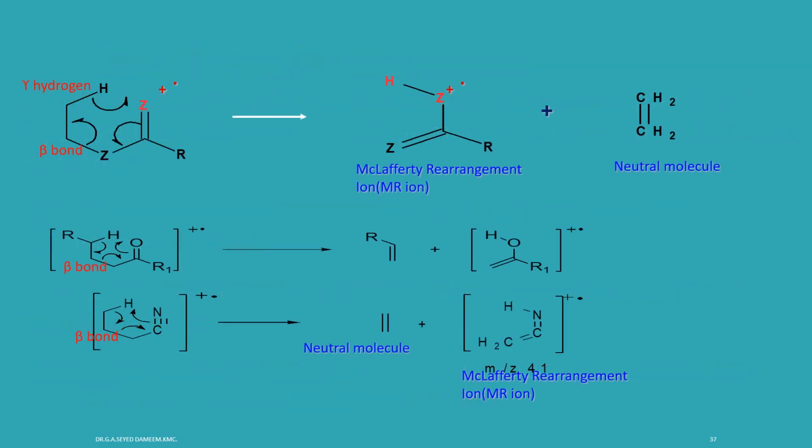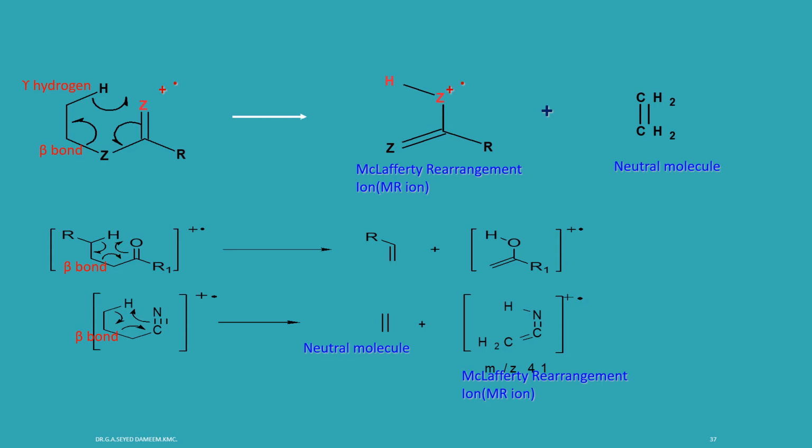This slide shows clearly the McLafferty rearrangement. In the first case, the red color symbol Z is a functional group, and the gamma hydrogen and beta bond are indicated. Migration of gamma hydrogen followed by cleavage of the beta bond gives two species: one is a neutral molecule, and the other is an ion. That ion is called the Mr ion, and it gives the Mr ion peak.